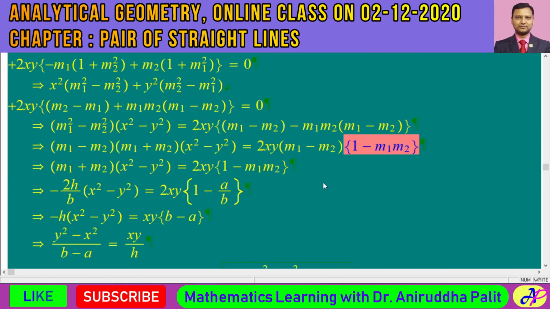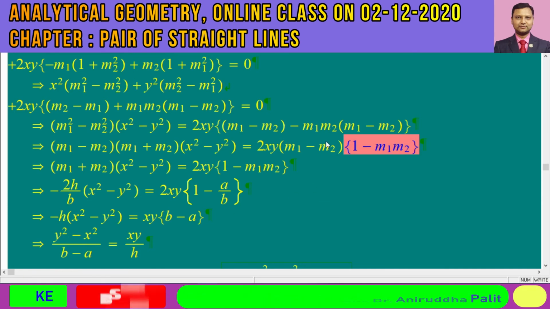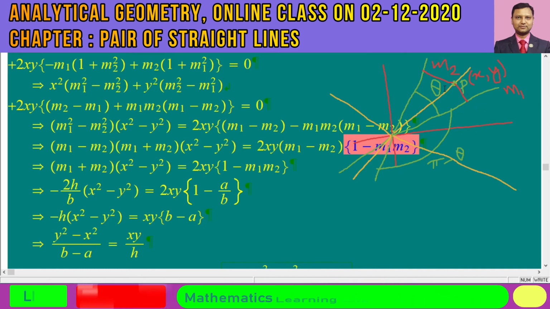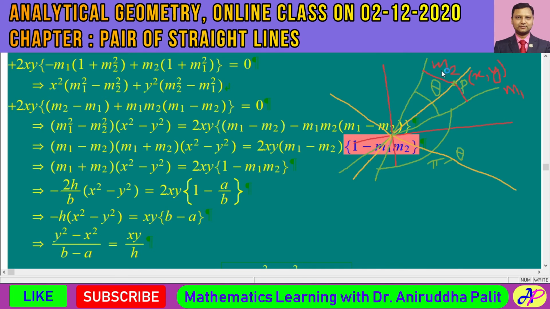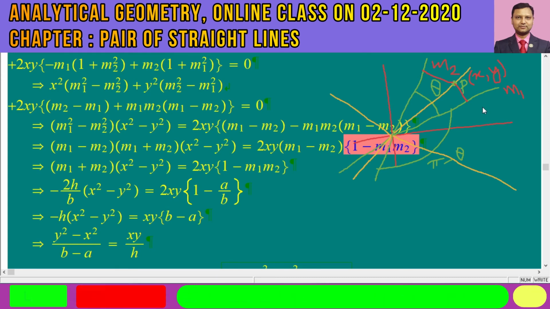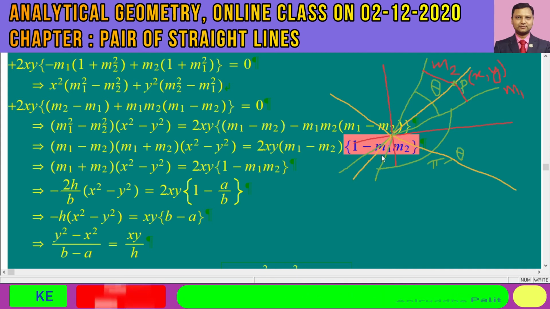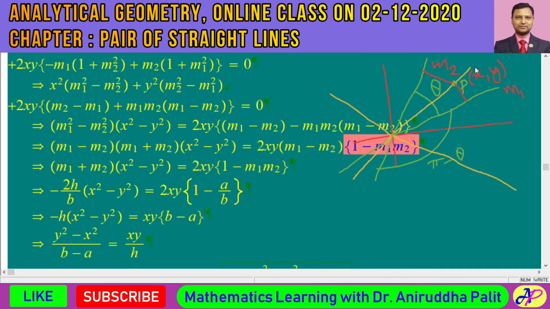And you see, in order to get a bisector, this m1 must be different from m2. If m1 becomes equal to m2, in that case these two straight lines would coincide with each other, this is a very important part. Theta would be equal to 0, and therefore no existence of this bisector would ultimately be possible.